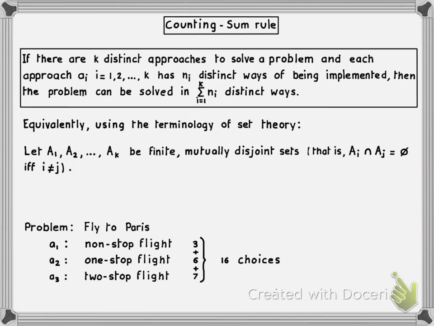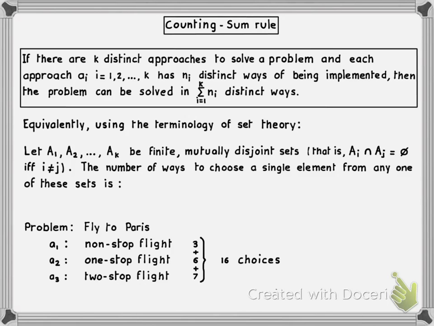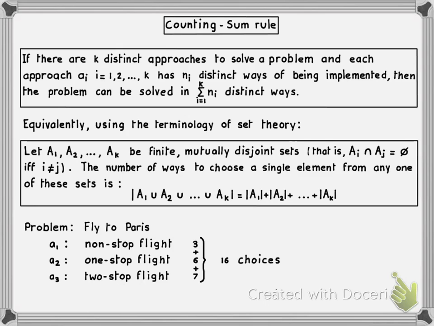That's what it means. So how does the sum rule translate into set theory? Well, the rule says that the number of ways to choose a single element from any one of these k sets is what? Well, it's just the cardinality of the union of the sets. And in this case, because the sets are mutually disjoint, this cardinality of the union of the sets is just the sum of the cardinalities of the individual sets.